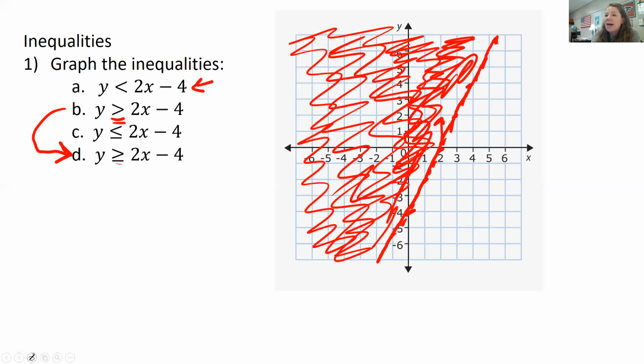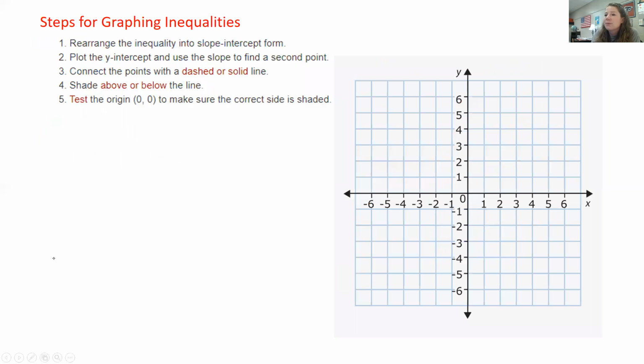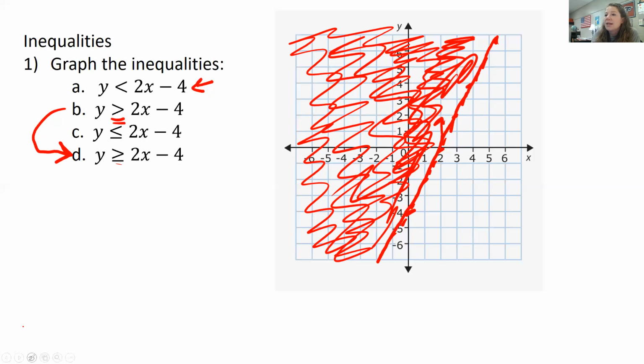And what about the difference between A and C? The difference between A and C would be that the solution set is not going to be above the line, it's going to be below the line. And it's going to be a solid line.